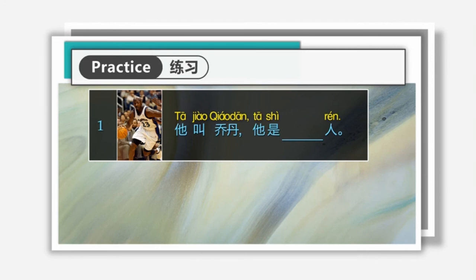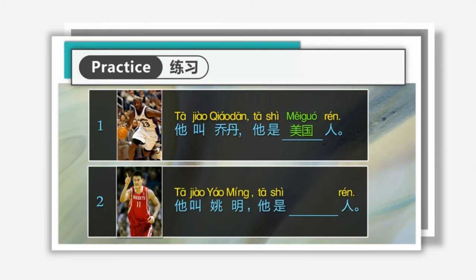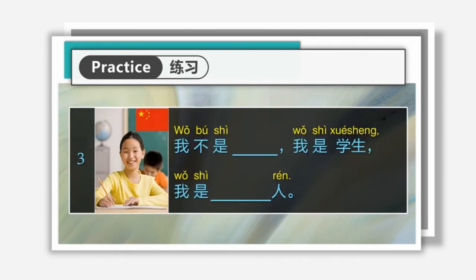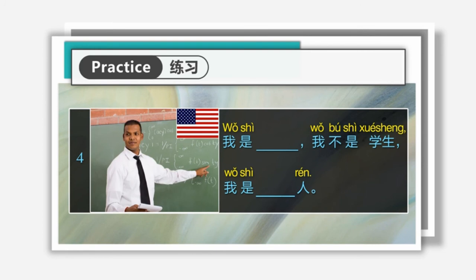Number 1. 他叫乔丹, 他是美国人. Number 2. 他叫姚明, 他是中国人. Number 3. 我不是老师, 我是学生. 我是中国人. Number 4. 我是老师, 我不是学生. 我是美国人. Very good.